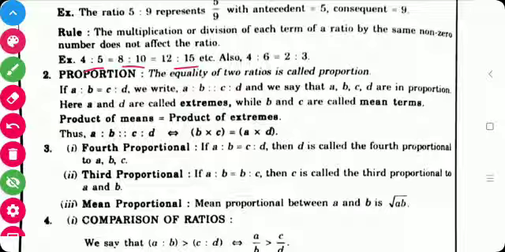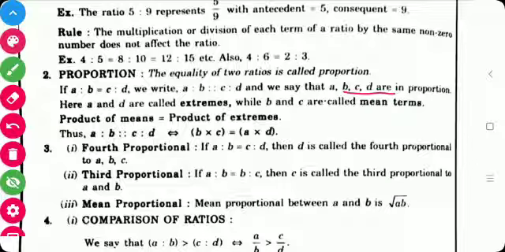Also 4 as to 6 is equal to 2 as to 3, means if we divide this 4 and 6 by 2, it is 2 as to 3, so 4 as to 6 and 2 as to 3 are the same. Next is proportion. The equality of two ratios is called proportion. Means if A as to B is equal to C as to D, we write A as to B :: C as to D, and we say that A, B, C, D are in proportion.